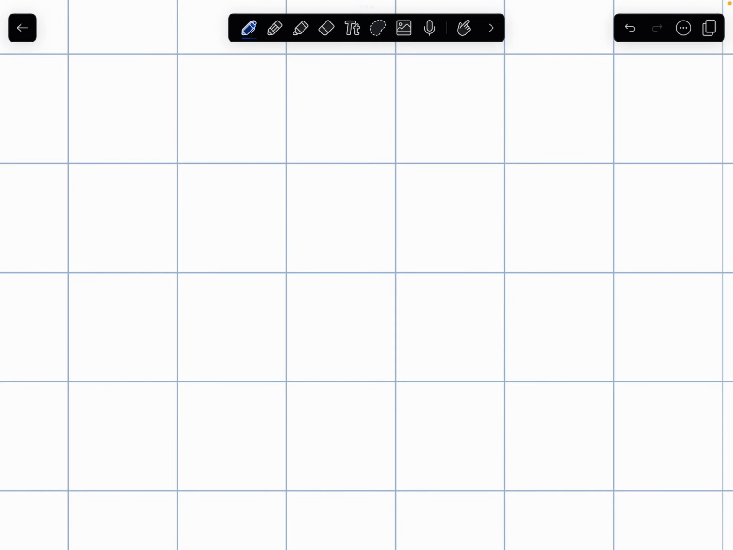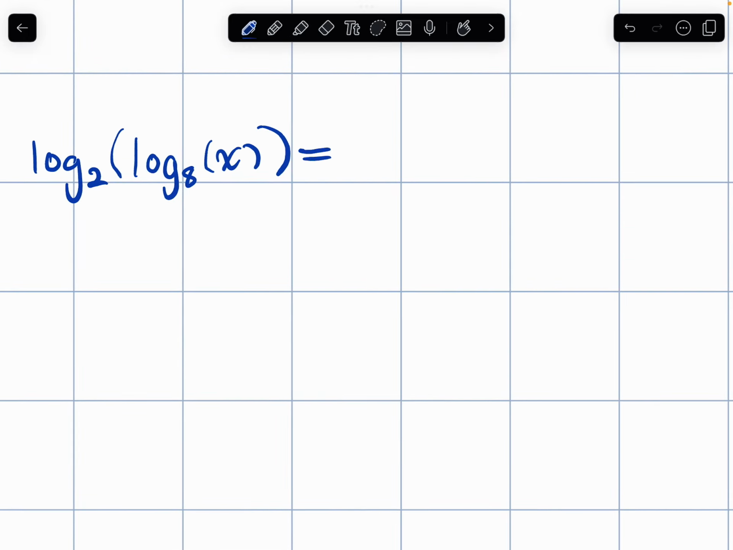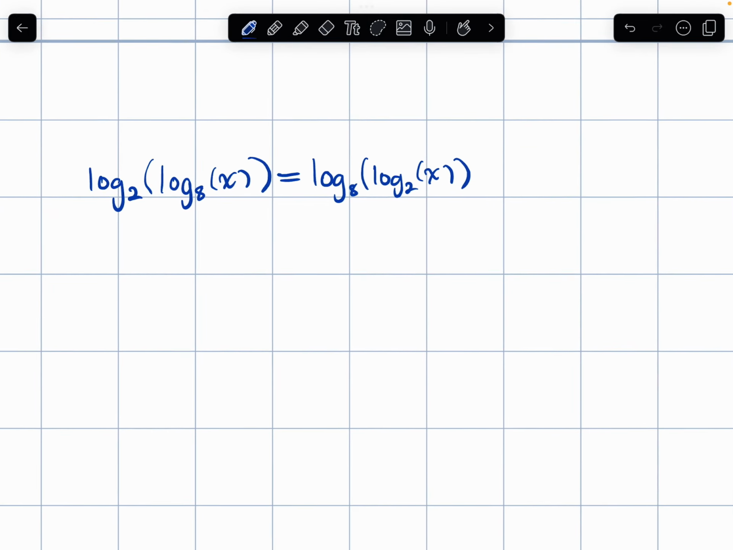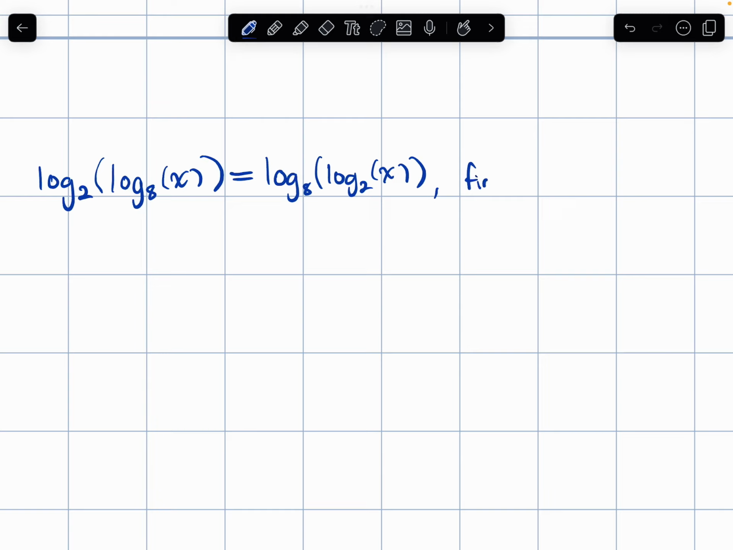So I'm going to do this question here, which I think is quite a good one to demonstrate log laws and why they work, where we have a log with a different base inside of a log, and then we swap around on the other side. And the condition is find log 2x squared.